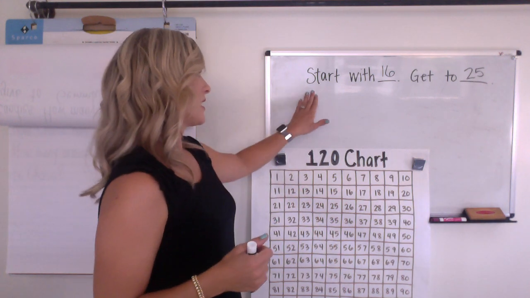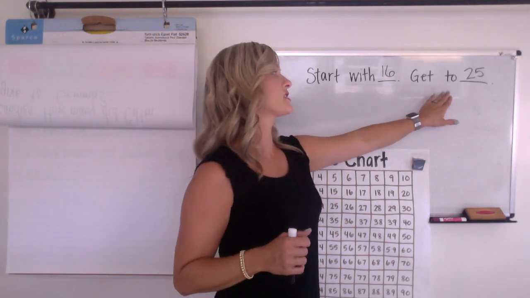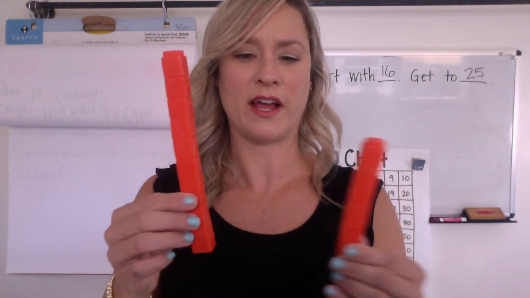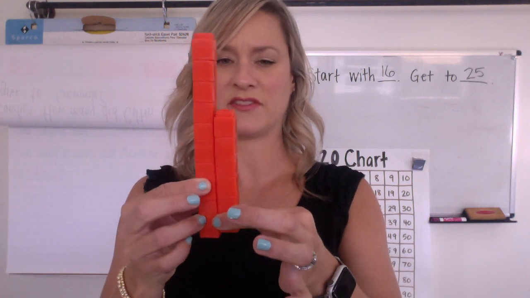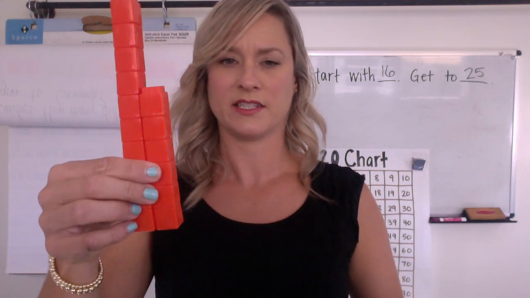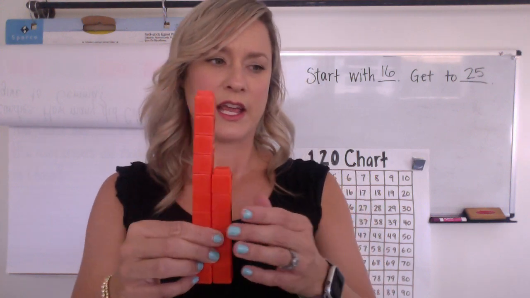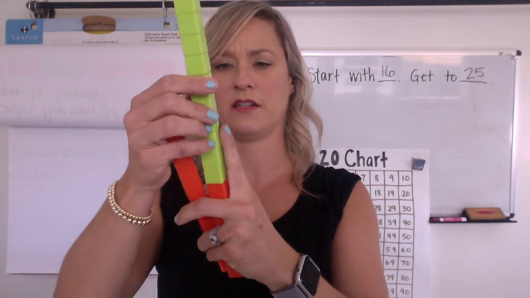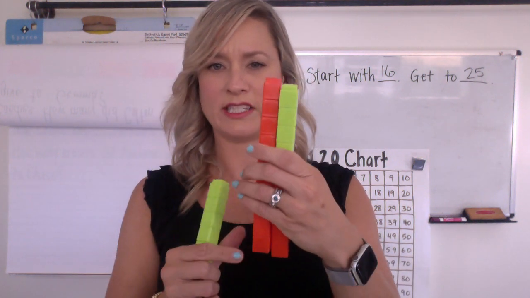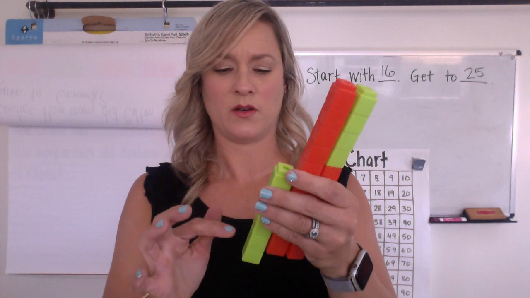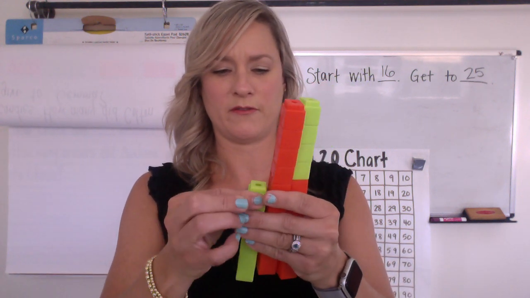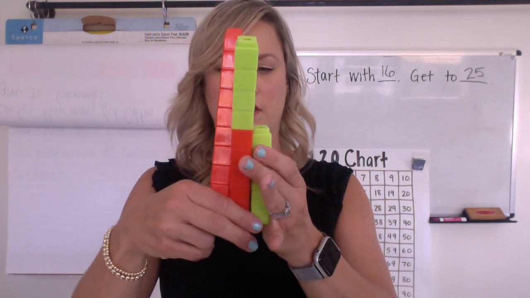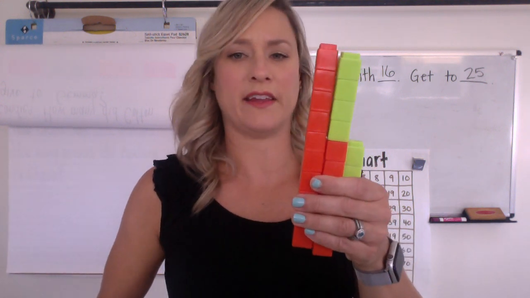All right, let's see. If we start with 16 and we get to 25, I actually want to model that. So I have 16, and I have to get to 25, right? So I have a 10 and 6 ones, and I actually need to get to, I'm going to turn this into 20. There's 20, and then 5 more. 1, 2, 3, 4, 5. There we go. 25. Okay, so that's what I have in the end there.